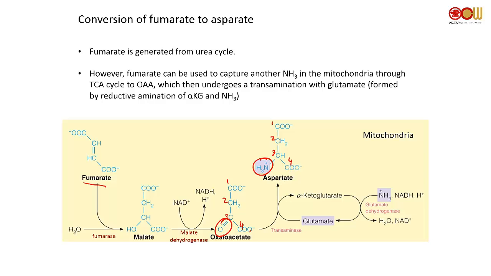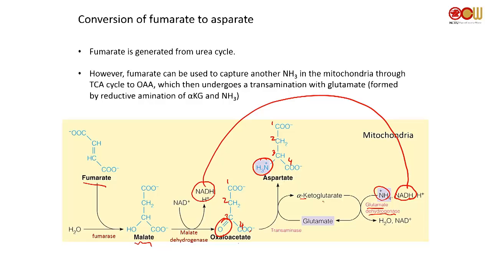Now you might be wondering, but whoa, wait a minute. Here, malate to oxaloacetate, you generate NADH. But then how come I don't account for NADH? And that is because NADH comes in here to use glutamate dehydrogenase to capture ammonia with alpha-ketoglutarate to generate glutamate.